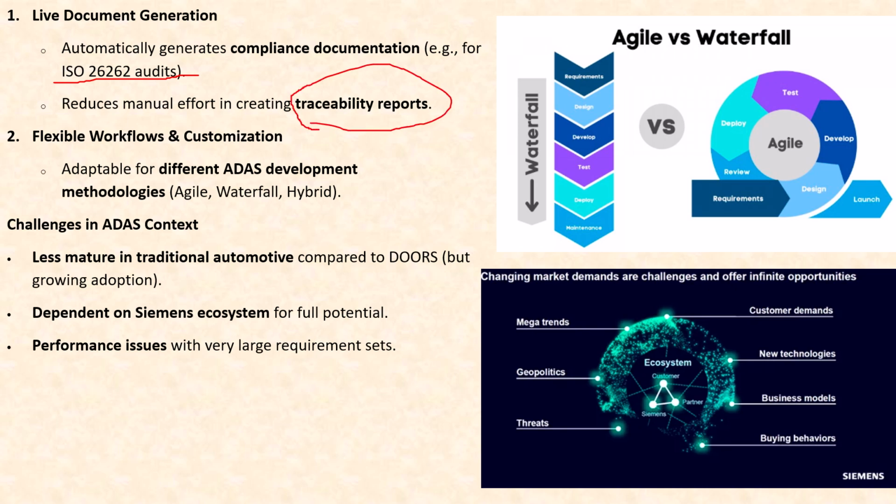This is something which I am telling out of my experience. Many people who worked on Polarion and Doors clearly say that Polarion definitely has an edge when it comes to developing the traceability reports. Okay, now tomorrow when you get a job in an OEM, irrespective of whether you work on Polarion or Doors, remember that Polarion has a slight edge over Doors as far as traceability is concerned.